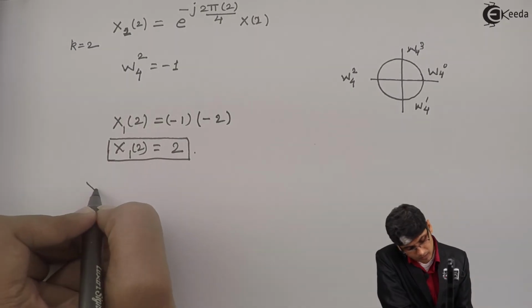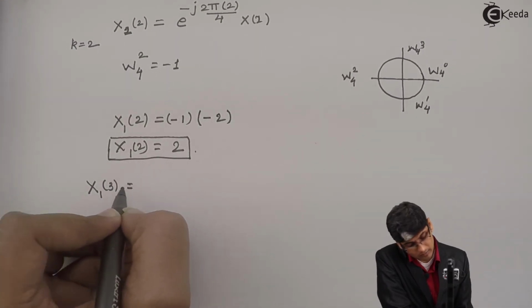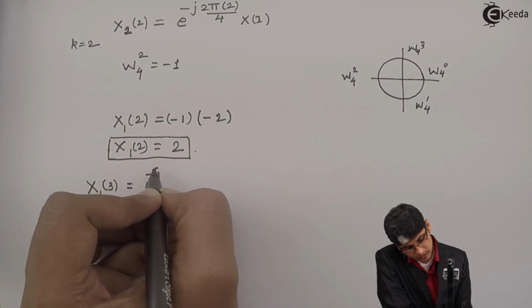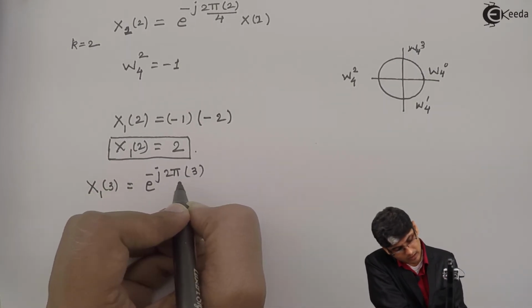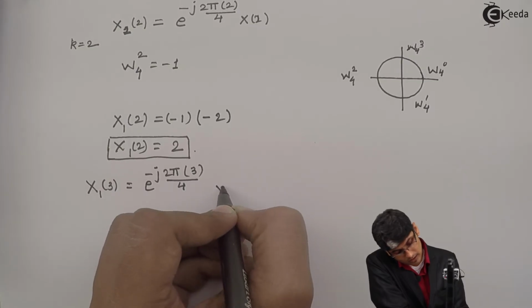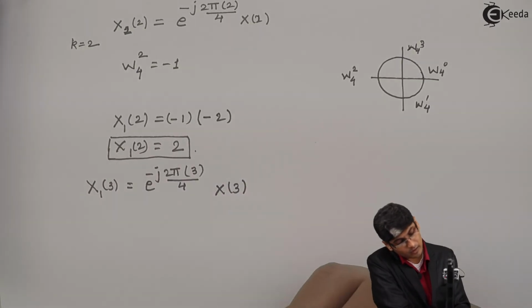And lastly, x1 of 3, which is nothing but e raised to minus j 2 pi, L is 1, k is 3 divided by 4, x of 3.